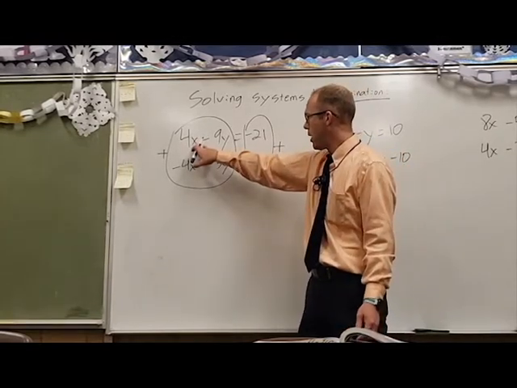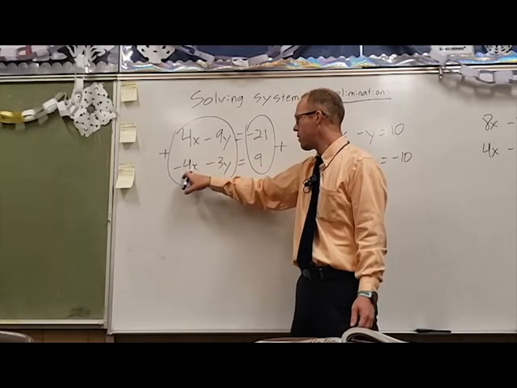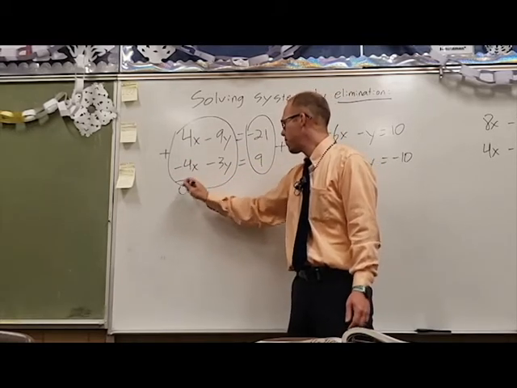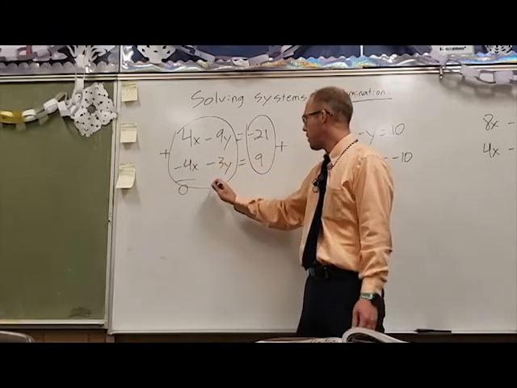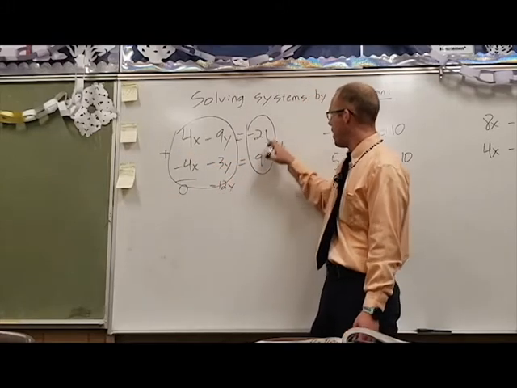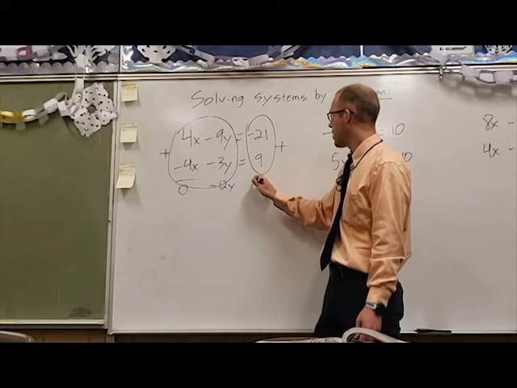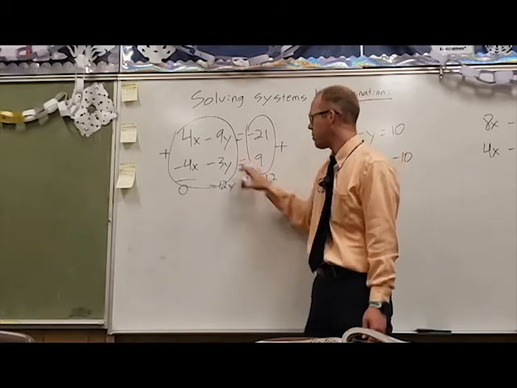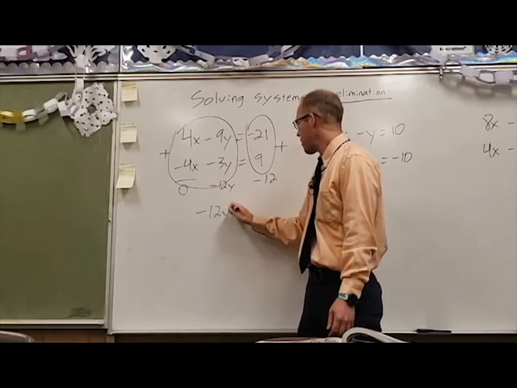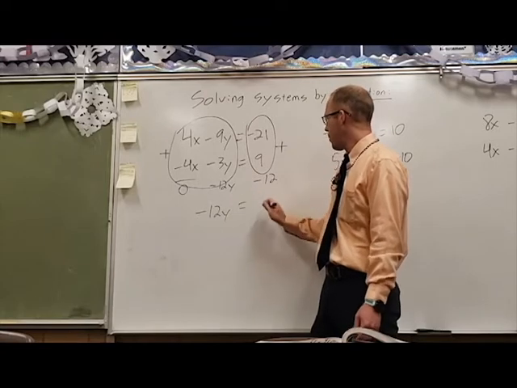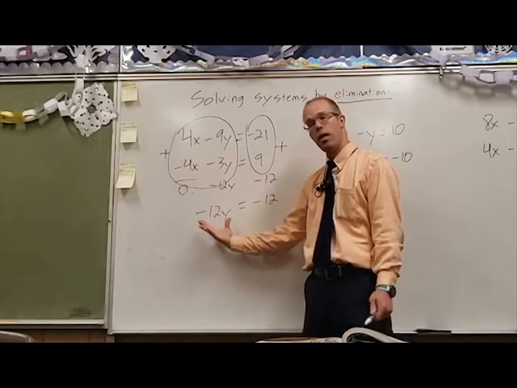So we have a positive 4x and a negative 4x. Positive 4x plus a negative 4x ends up giving us 0. We have a negative 9y plus a negative 3y gives us negative 12y. And then over on the right-hand side, a negative 21 plus a 9 gives us negative 12. So when we simplify this, we have 0 minus 12y, that's just negative 12y. And on the right-hand side, we have negative 12, and you can see that the x's have eliminated each other.